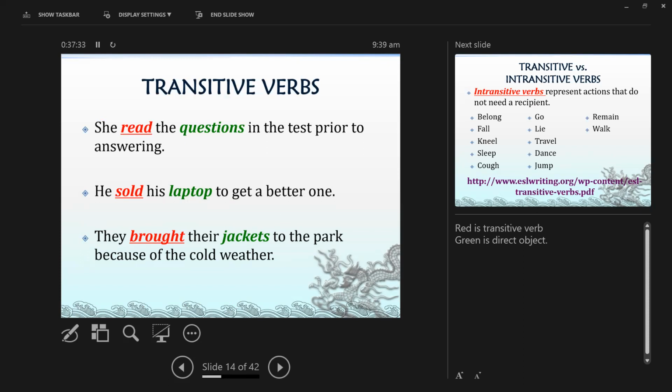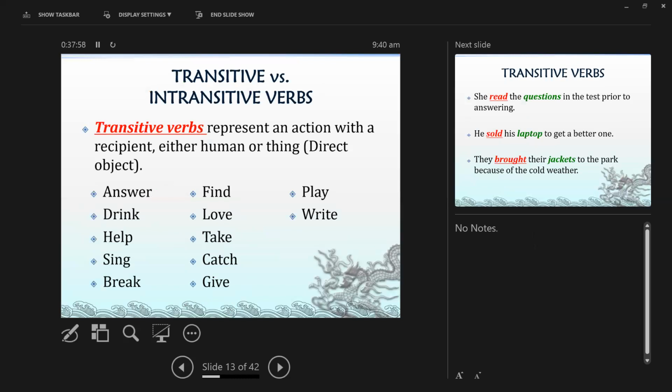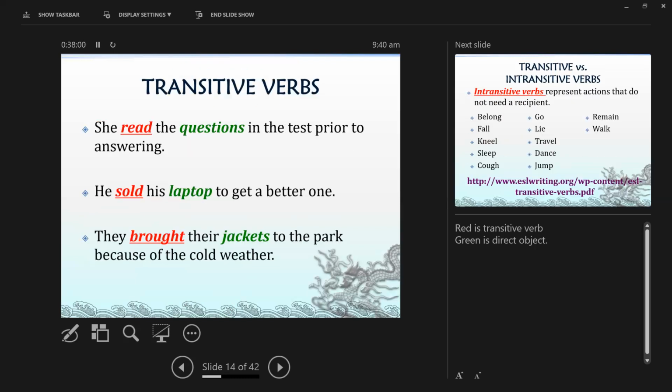Okay. He sold his laptop to get a better one. The transitive verb is sold. And then the one that got the action is laptop. The laptop was sold. Okay. Last example, they brought their jackets to the park because of the cold weather. What was brought to the park? The jackets. So as you see, transitive verbs, there is a recipient of the action. Okay?